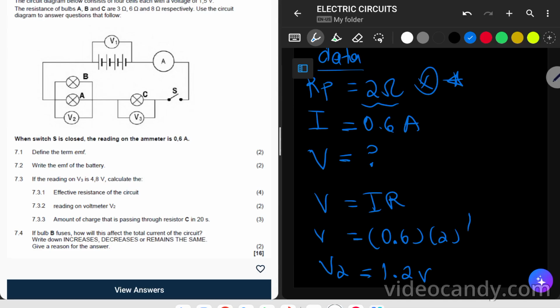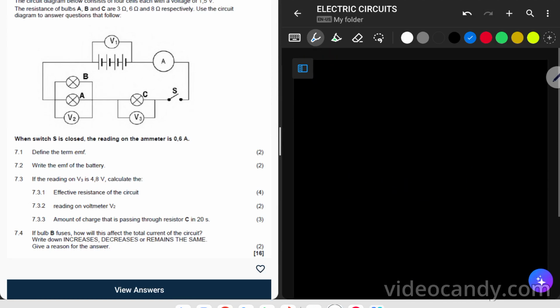If you have resistors in parallel, once you've calculated their resistance, regard it as one resistor. And if it is regarded as one resistor, regard it as a resistor in series. And if it is a resistor in series, remember the rules of resistors in series: current remains the same, but the voltage splits. I hope you understand. Okay. And then question 7.3.3, they say, calculate the amount of charge.